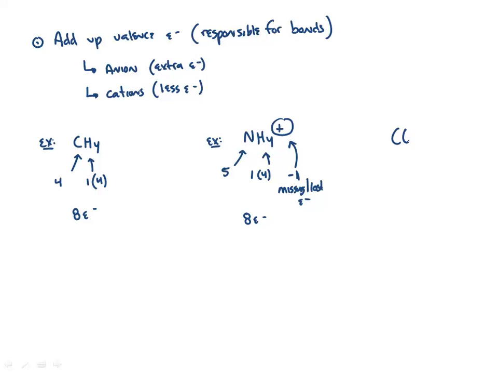And then a slightly harder one, CO3 2 minus. Well, carbon has 4 valence electrons. How many does oxygen have? 6. And I've got how many oxygens? 3. And then what does that mean? The minus 2 means I have extra, so that means I have plus 2 more electrons from that charge. And so 4 plus 18 plus 2 is, let's see, 18, 19, 20, 24 electrons.